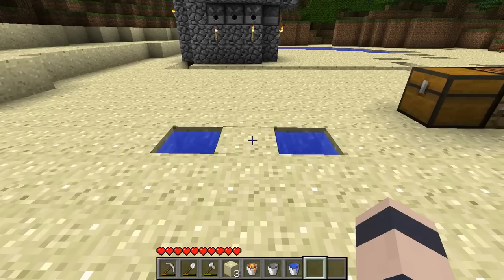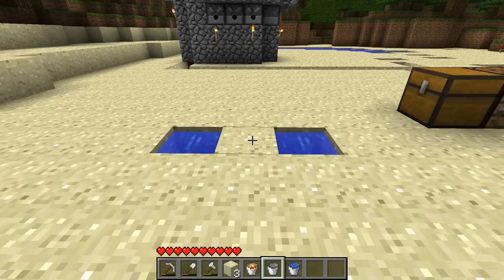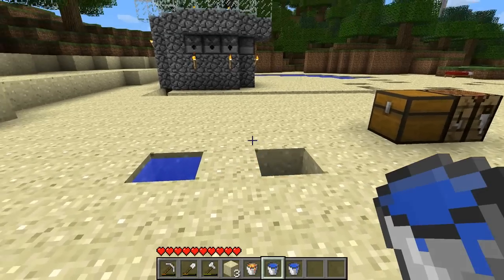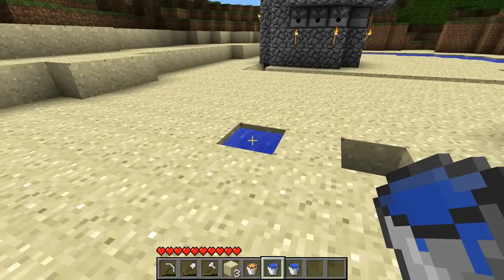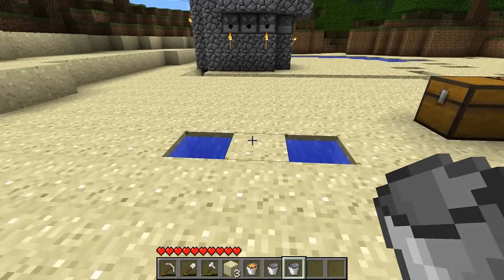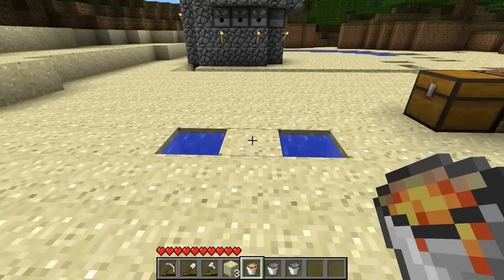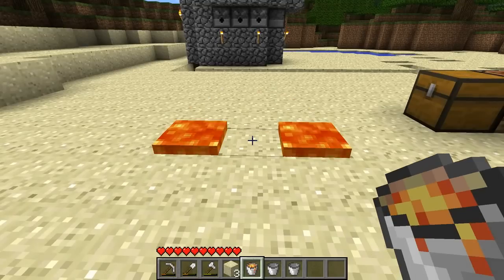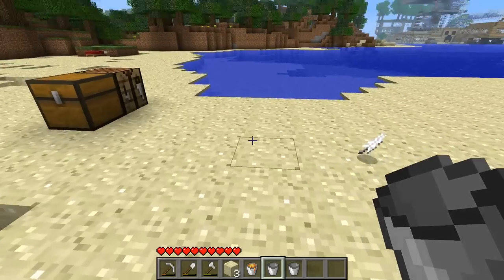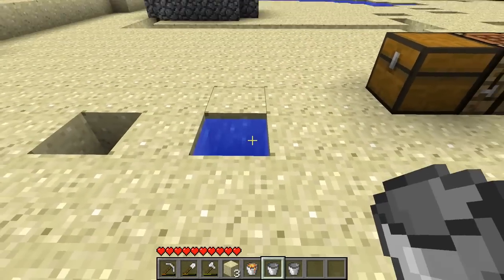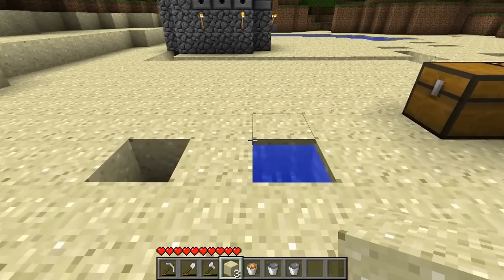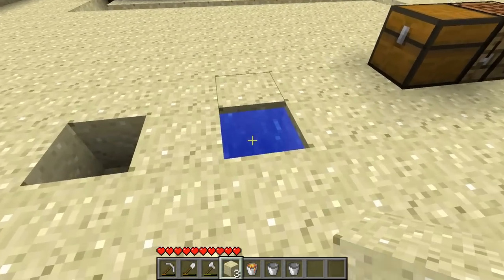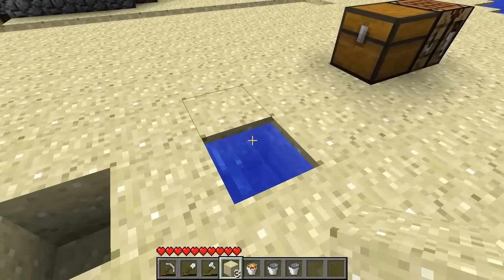A water source block can be destroyed in three ways. One way is by placing a water block in the same location as another water block. That just destroyed it. A second way is by having lava flow over top of it. That destroyed both of those. And a third way is by placing another block inside the same location as a water source block.